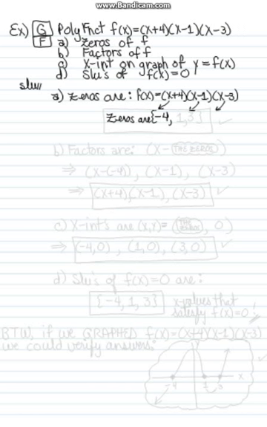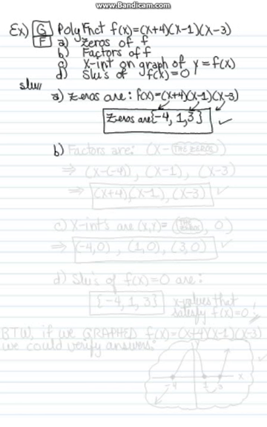In the second factor, x - 1, the zero, or the root, is the number being subtracted. It's equal to 1. And in the last one, it's a 3 that's being subtracted. So the roots, or the zeros, of this polynomial are negative 4, 1, and 3.